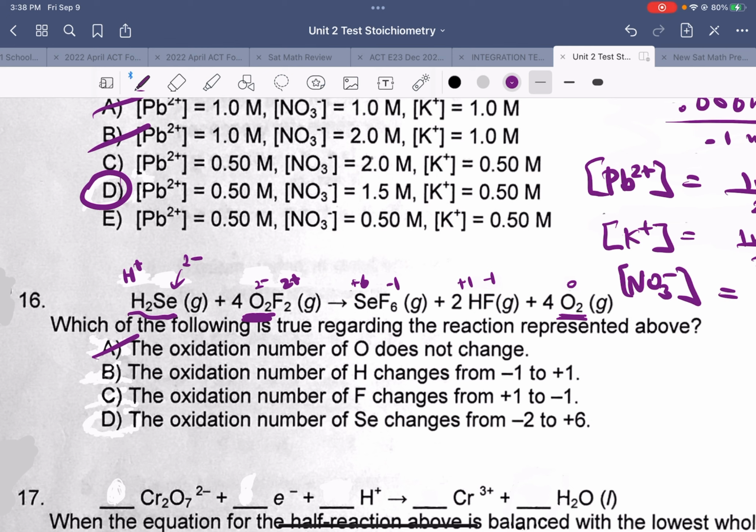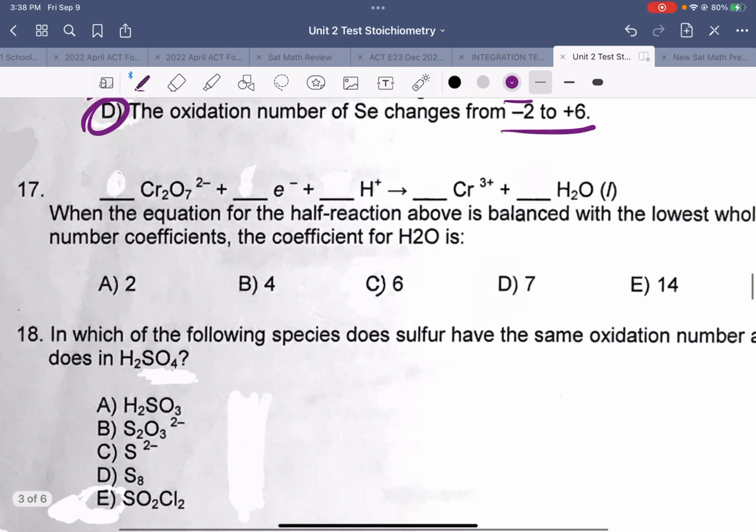No, it's from +1. Actually, it doesn't change. So this one doesn't change at all. Oxidation number of F was usually 2 plus, but now 1 minus here. But it said 1 plus, so that's not true. So answer comes down to D. Let's see. Se was a 2 minus charge, but on the right hand side, this charge is a 6 plus. Yeah, that's correct. Okay, answer is D.